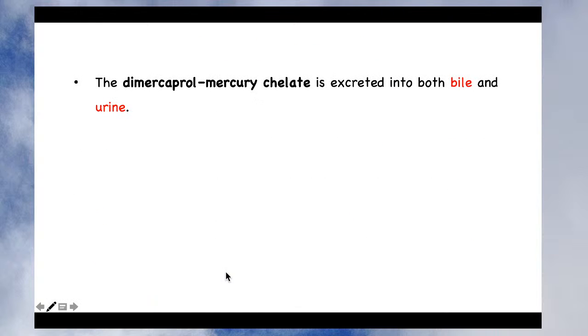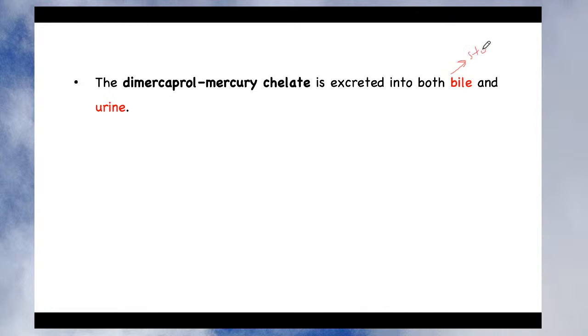The dimercaprol mercury chelate is excreted into both bile and urine. So when you are giving treatment with dimercaprol, the most important thing is how it is getting excreted, because once dimercaprol forms a complex with the mercury, the next part is the removal of this mercury from the body. So the dimercaprol mercury chelate is excreted into both bile and urine. What does this indicate? Anything which is excreted into the bile will be excreted into the feces. That is an important point that you must remember.